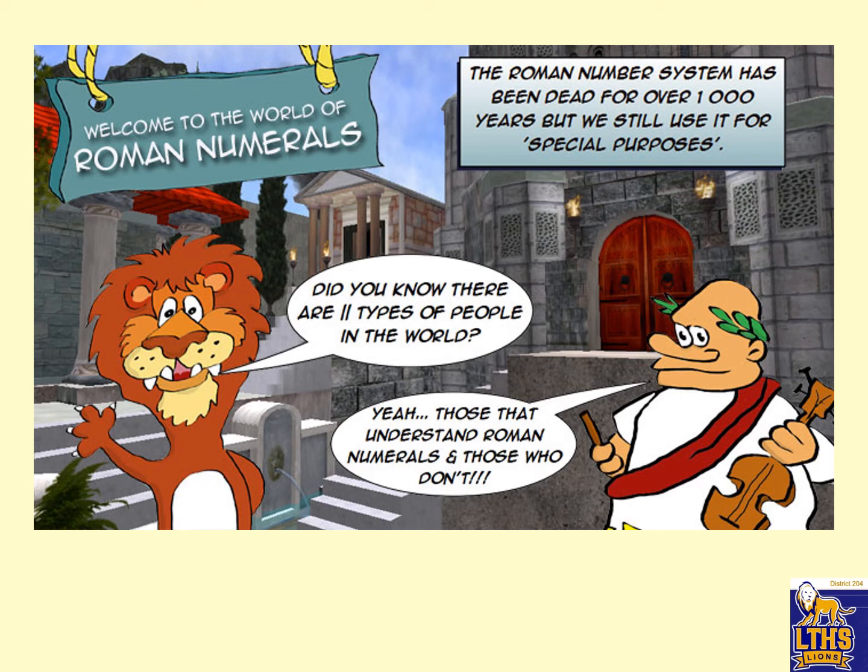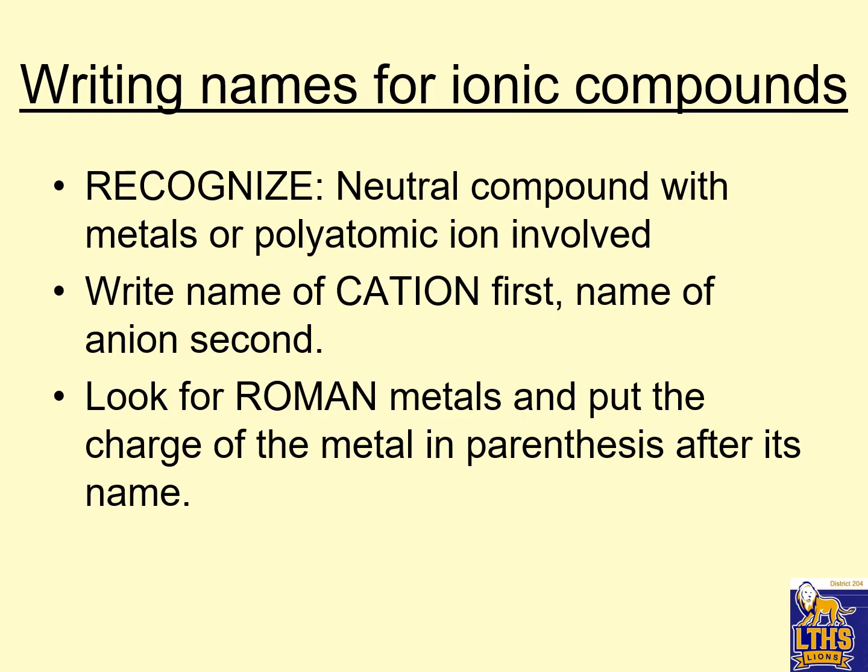Okay, next. Just a little Roman numeral fun. Definitely pause and read that. Okay, what if you have to write the name of an ionic compound? Well, recognize that's ionic. Write the first thing first, cation, positive, and the anion second. Look for the Roman metals and put in the parentheses. Put the Roman numeral in as the charge.